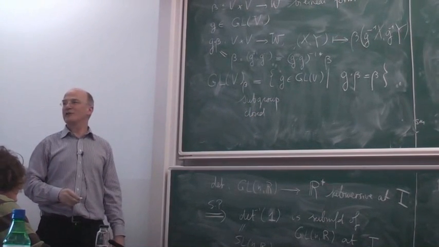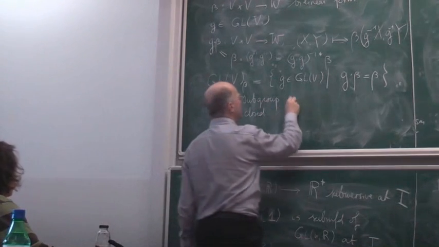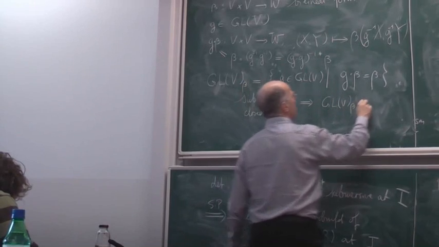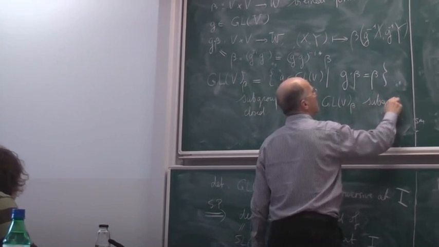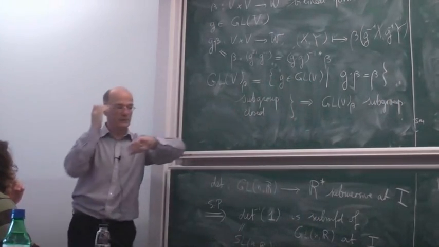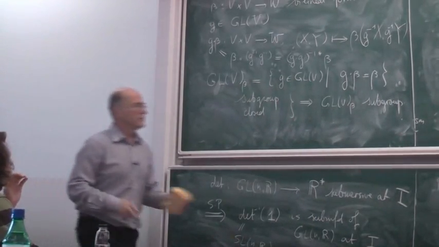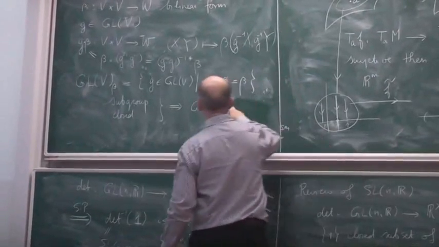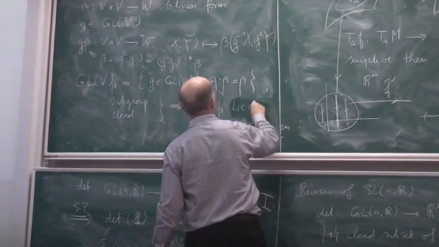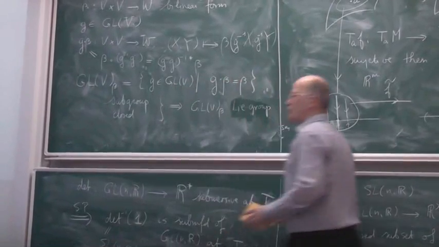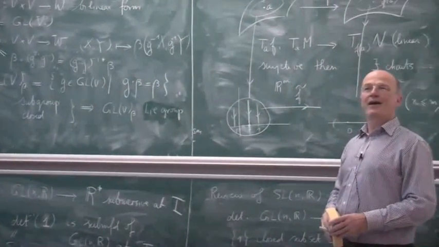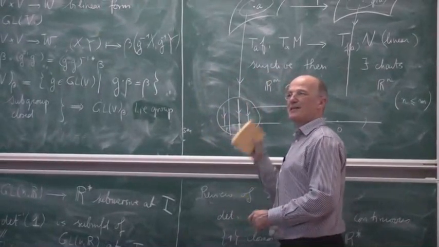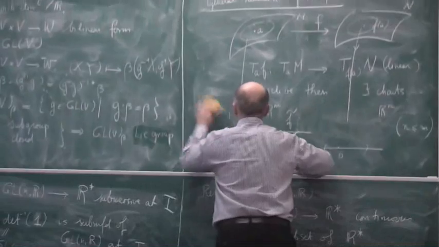Details can be found in the lecture notes. But as a consequence, the stabilizer is a subgroup. Sorry, it's a submanifold and therefore it's a Lie group. Now let us give two examples to show that this is really not just an abstract exercise, but gives you lots of examples of Lie groups.